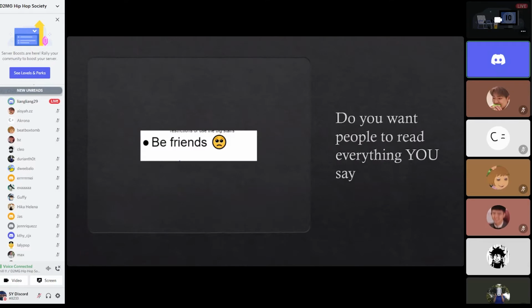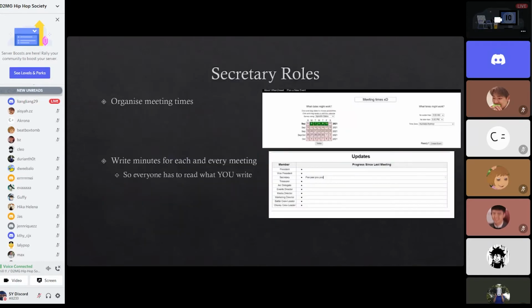And do you want people to read everything that you have to say in the minutes that you write? Well, that is what the secretary does. For the secretary, it's mostly just about organizing meeting times and writing the minutes for each and every meeting. So if you like people reading what you have to say, everyone has to read what you say because that's your role. You are the secretary and you're writing minutes.